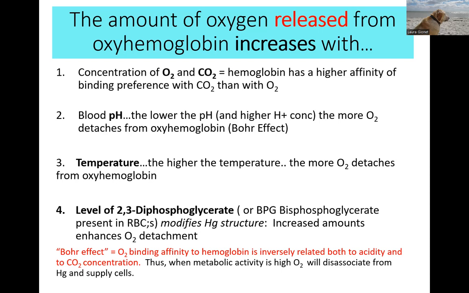Okay, so what are factors that are associated with oxygen release from hemoglobin, or the saturation of hemoglobin? Well, the concentration of oxygen and carbon dioxide. Hemoglobin, believe it or not, has a higher binding affinity for carbon dioxide than oxygen. What does that mean? It means that hemoglobin would actually rather bind to carbon dioxide than oxygen. And if there's a lot of carbon dioxide around, it's essentially going to kick the oxygen off the hemoglobin.